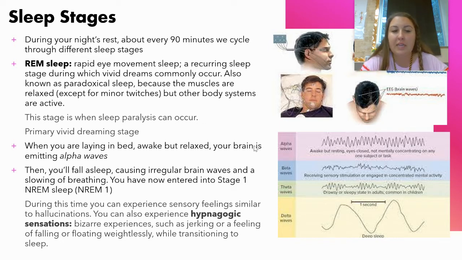So let's start at the beginning of the night. When you're laying in bed, you're awake but relaxed. Your brain is emitting what we call alpha waves. These are fairly sporadic waves; it's not crazy fast, but it's not super slow. Then as you fall into sleep, this will cause some irregular brain waves and slowing of your breathing. Now you've entered stage 1, which we call NREM1. N stands for non-REM. So you're in stage 1, and this is very light sleep.